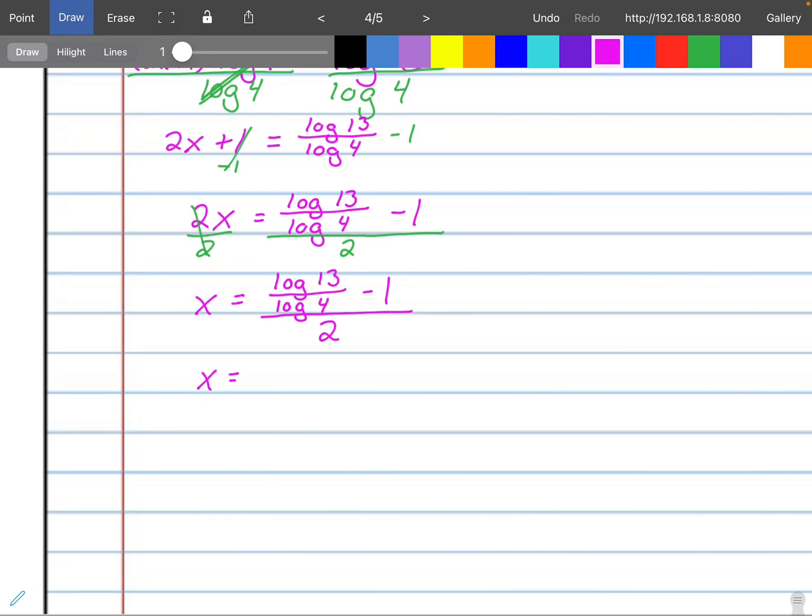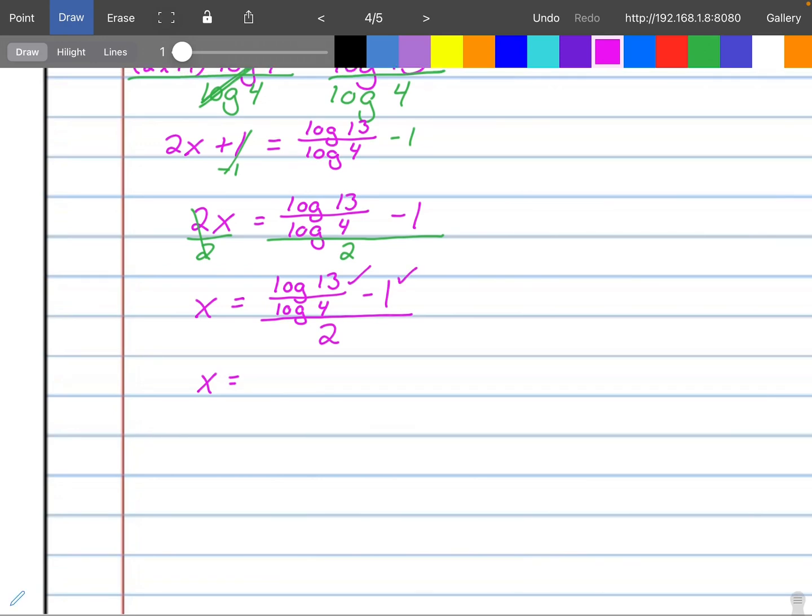So take your calculator and do log 13 divided by log 4. And so we remember that we have to close the parentheses after that 13 before we do divided by log 4. And so you're going to get 1 point something, something, something. Then, once we have this done, then we're going to subtract our 1. And so now that's going to give us 0.8502, blah, blah, blah. Got that done. Now we're going to divide by 2.